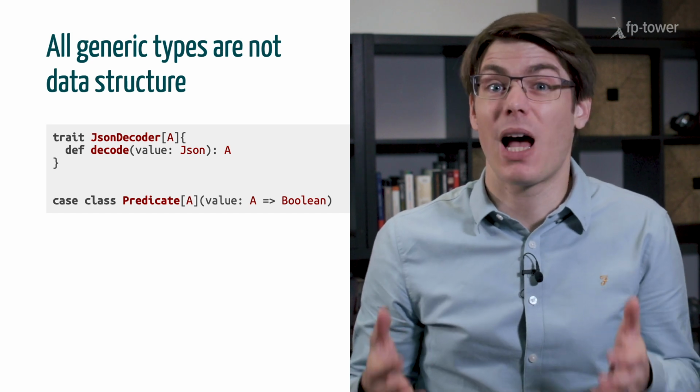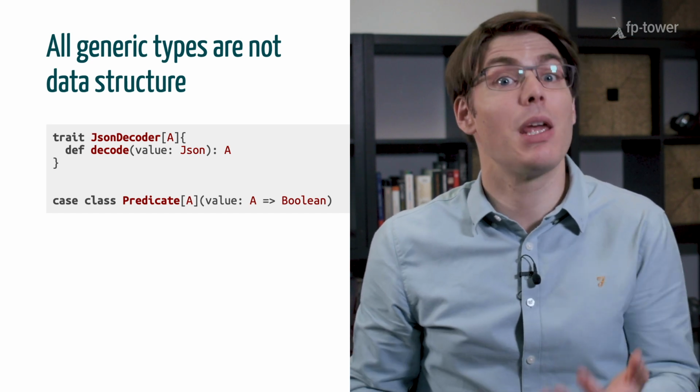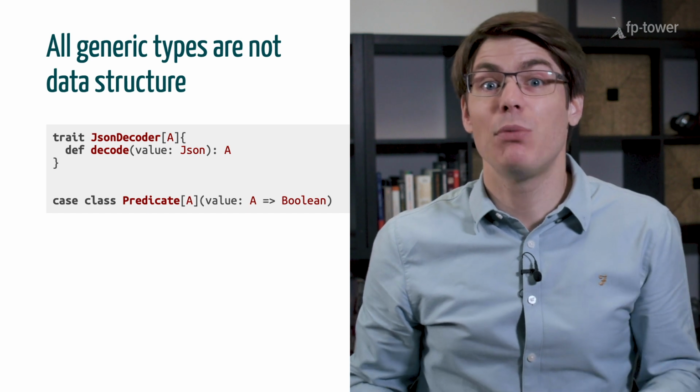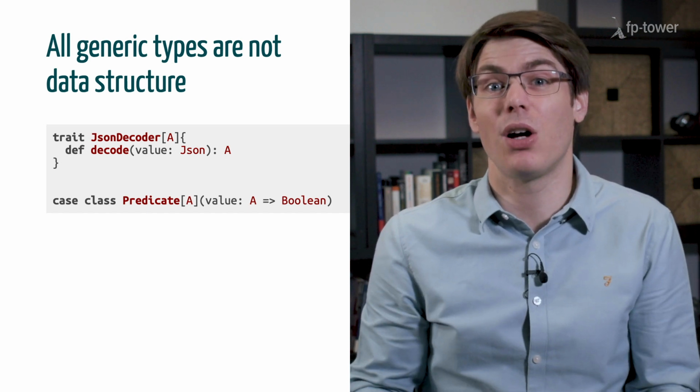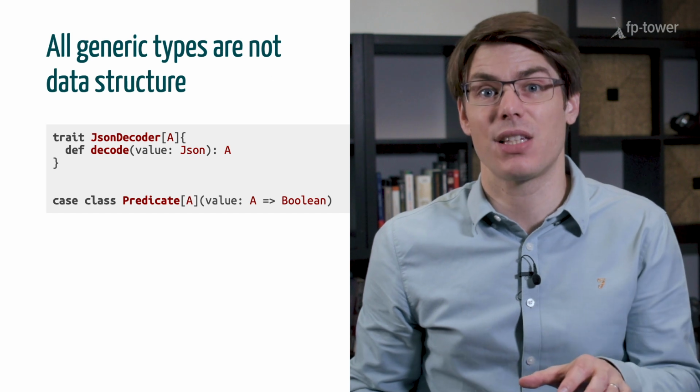Okay, so far we have only talked about generic types that are data structures, like list. But parametric types are not limited to data structures. There is more to them than that. And we'll practice working with more varied kinds of generic types in the exercises.